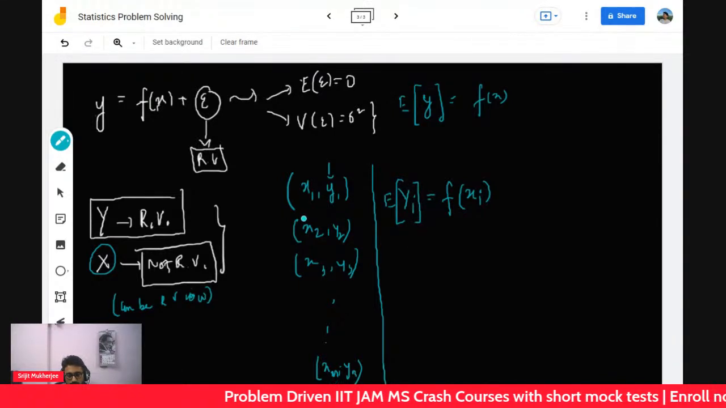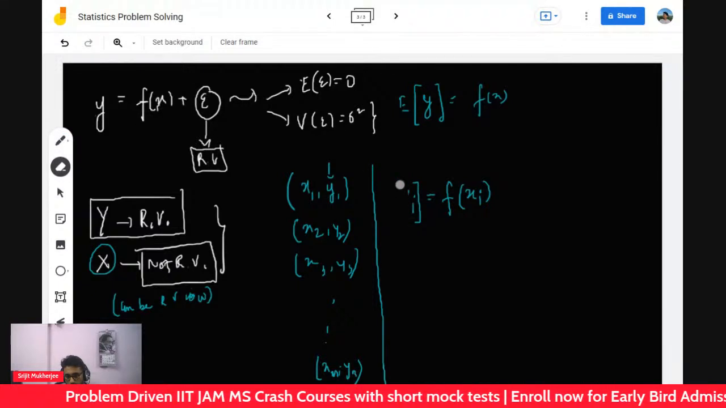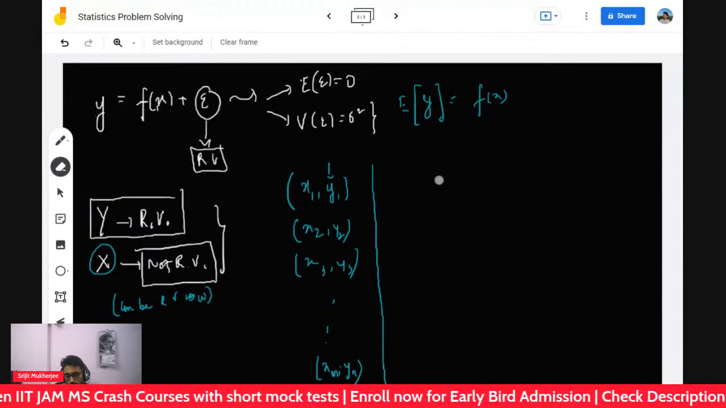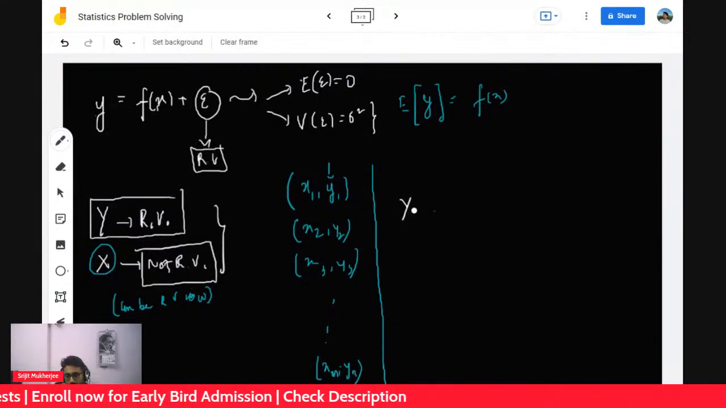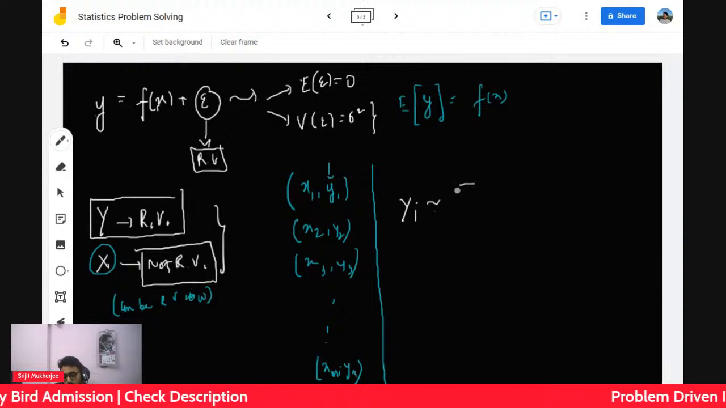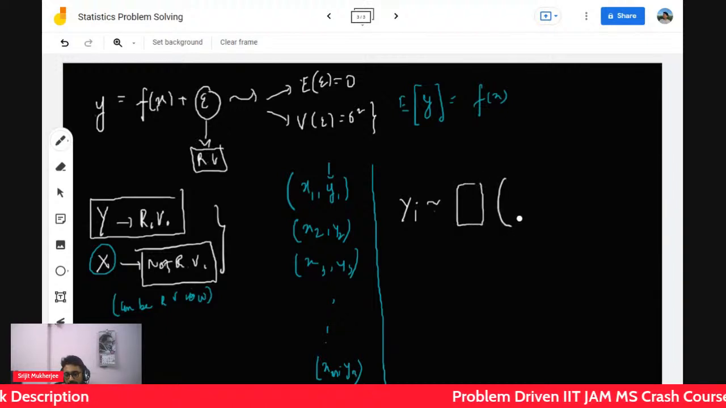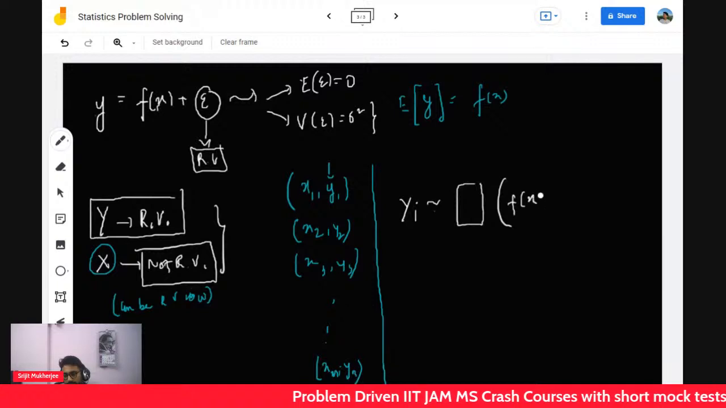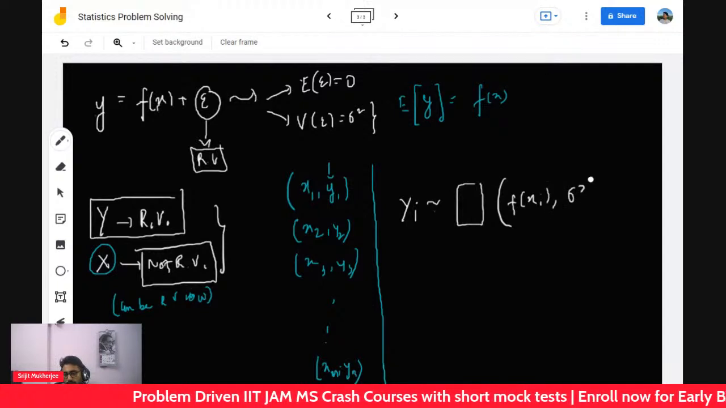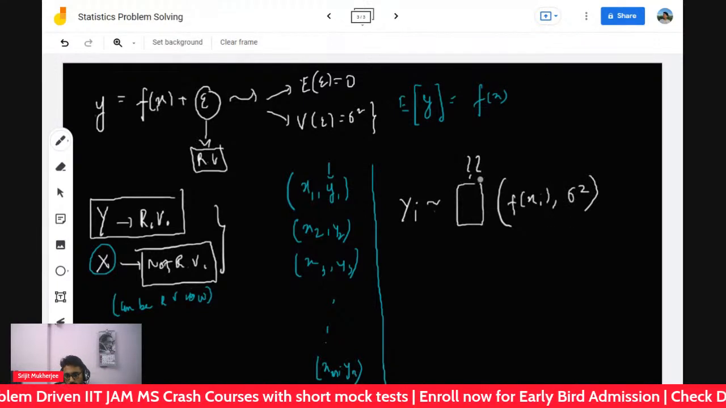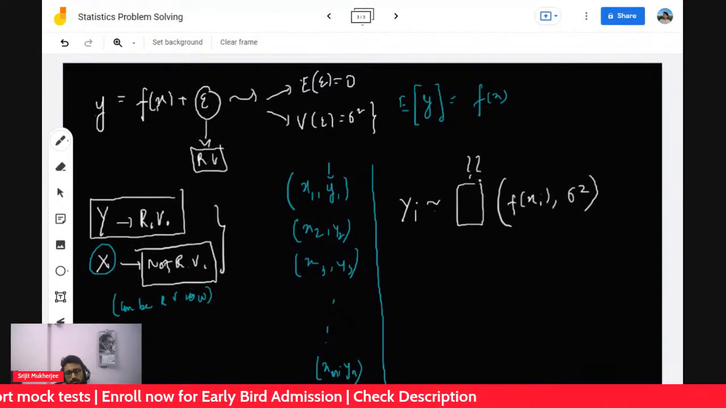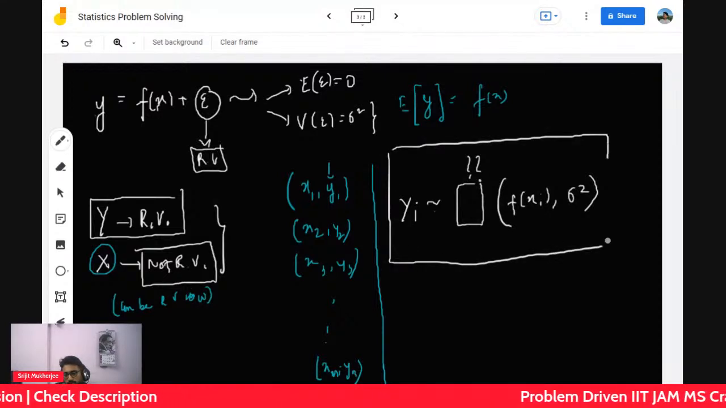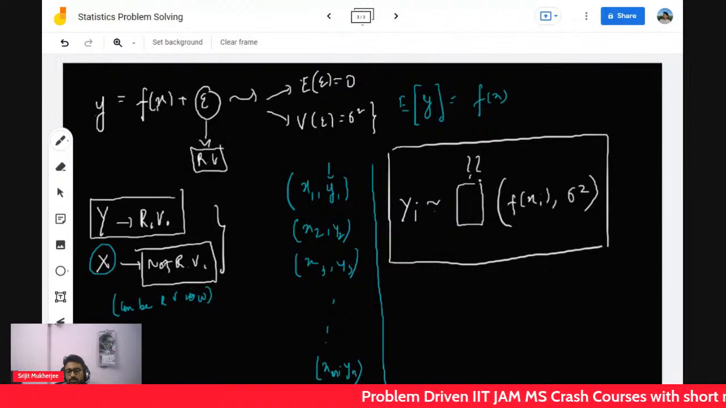So now what will happen? y_i therefore follows a certain distribution that you don't know, with mean f of x_i and variance sigma square, which is also not known, since the epsilon distribution is not known. But it follows a certain distribution. Do you get this part? Y_i follows a certain distribution like this. Do you get this part or not?